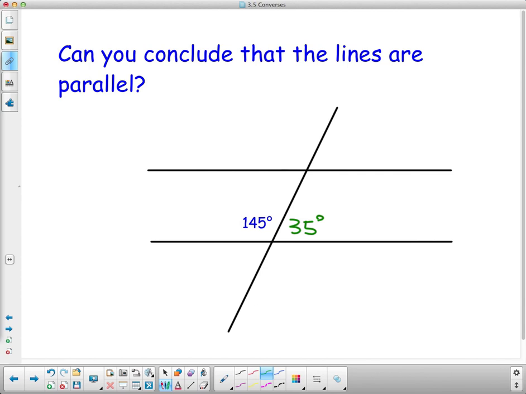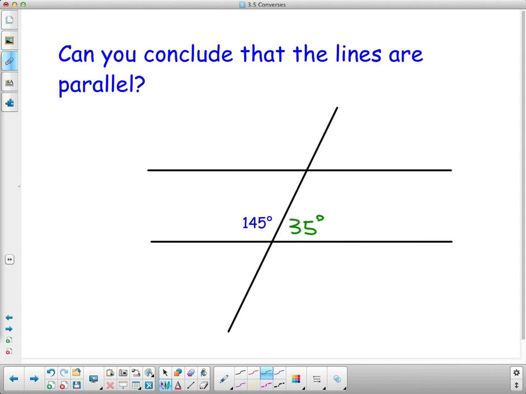Okay, can you conclude the lines are parallel? First I need a yes or a no, that's all I need. Write it on your board. You could probably put a one-page yes and a one-page no, and then flip it to whichever one you want. Cool idea. Okay, show me your decided answer.